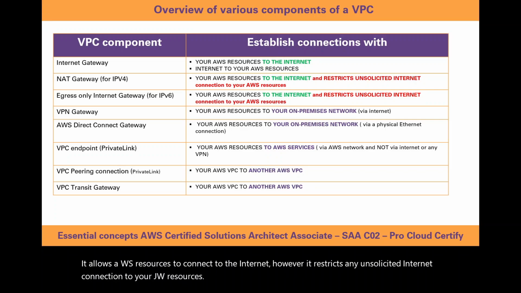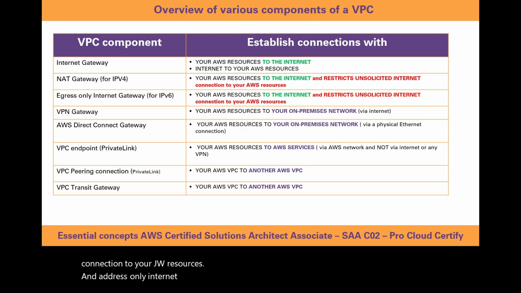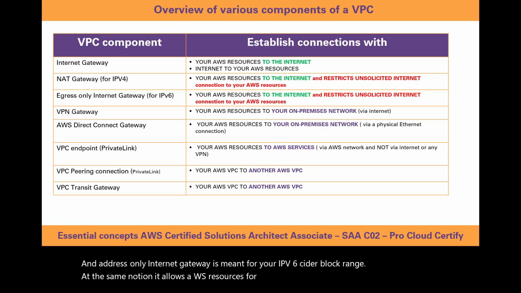An Egress only Internet Gateway is meant for your IPv6 CIDR block range. With the same notion, it allows your AWS resources for your IPv6 CIDR block range to connect to the internet. However, it restricts unsolicited internet connection to your AWS resources.